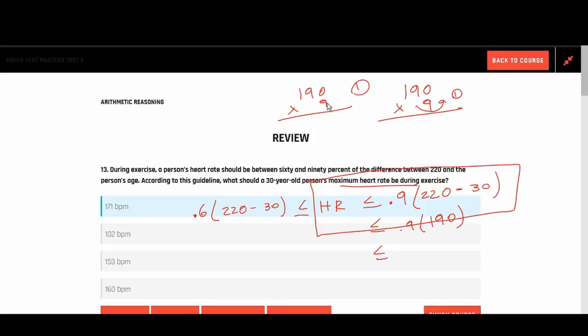0 times 9 is 0. 9 times 9 is 81. Carry the 8. 9 times 9 is 81, plus 8 is 89... 1 plus 8 is 17. Shift our one decimal back in. We can see that this is 171 beats per minute for a maximum heart rate.